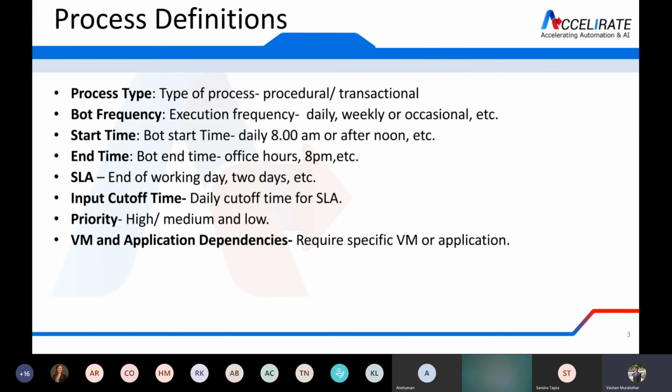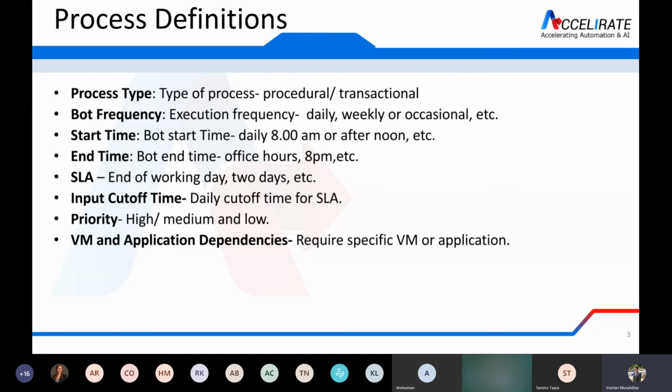For example, the SLA parameters are more like 24 hours or within 8 hours or something like that. So whenever a transaction comes into the orchestrator, we have to execute that particular transaction within that time, or else it would be considered a SLA breach. The input cutoff is the time at which bots will stop taking transactions. If transactions come beyond that time, they will be executed on the next day.